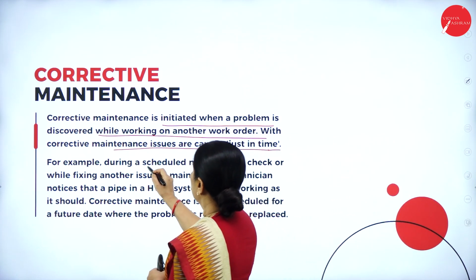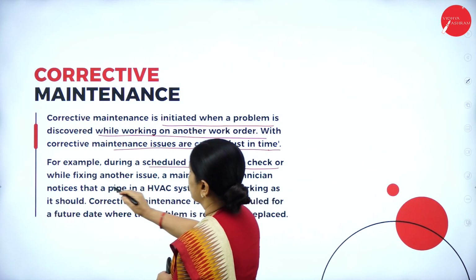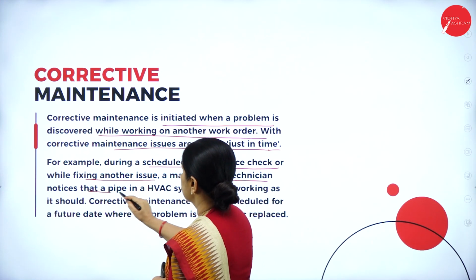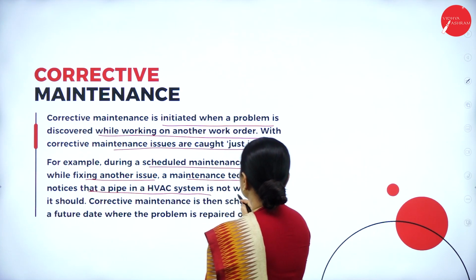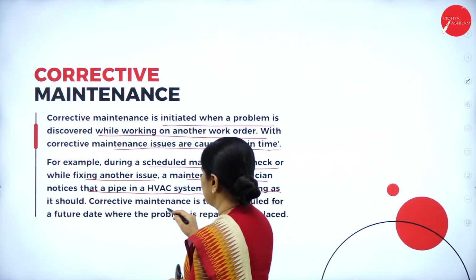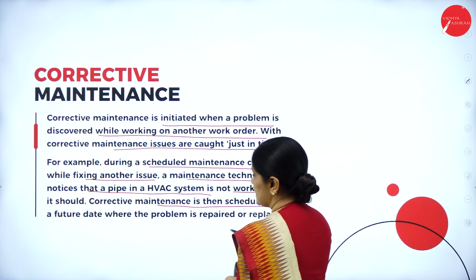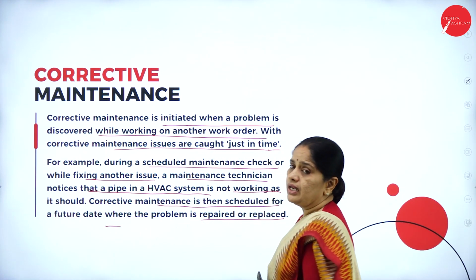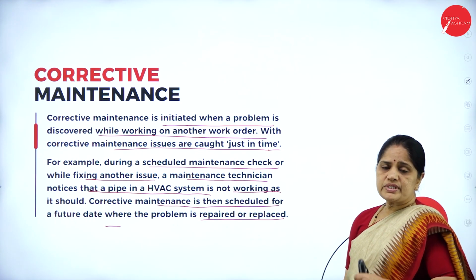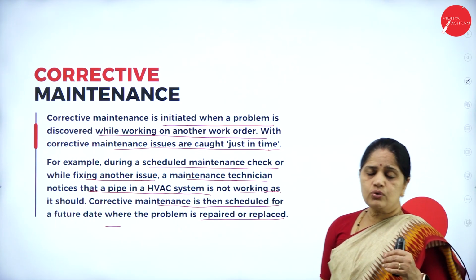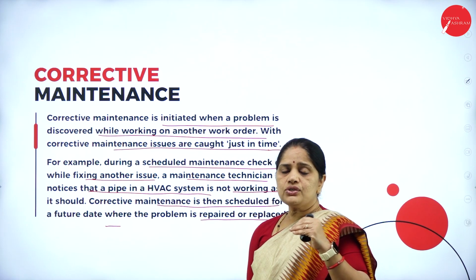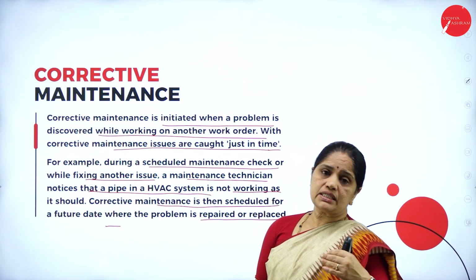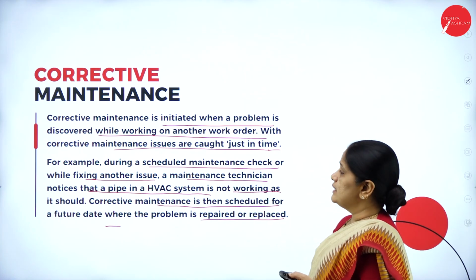For example, during a scheduled maintenance check or while fixing another issue, a maintenance technician notices that a pipe in an HVAC system is not working as it should. Corrective maintenance is then scheduled for a future date where the problem is repaired or replaced. So, if you observe that any part is not working well, then at a future date that part is changed and the correction is done.